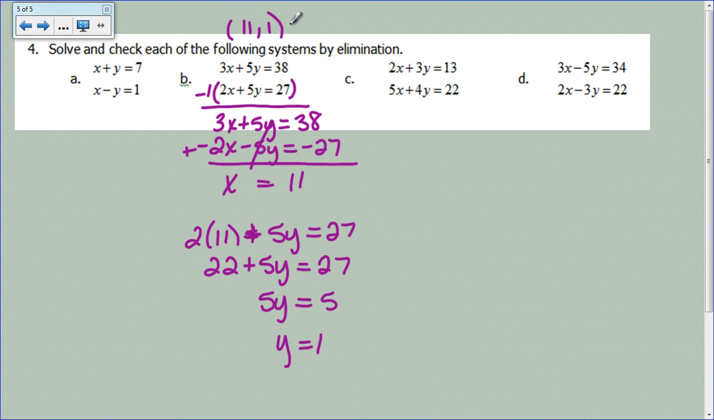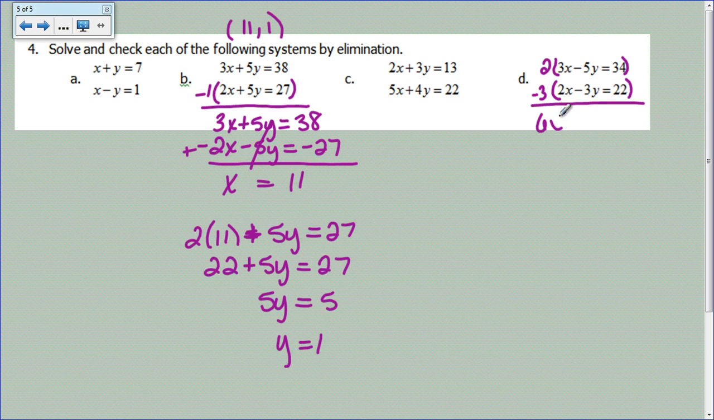So let's do one more so you can see how it works. So let's do D together, and then we'll practice this in class. So you got 3x minus 5y equals 34, and 2x minus 3y equals 22. So nothing is opposites. I also don't have anything that has the same coefficient. I don't really even have anything where the least common multiple shows up, because the least common multiple between 3 and 2 is a 6, and between 5 and 3 is a 15. So I'm going to get rid of my x's. I want to make this 3 a 6 by multiplying by 2, and I'm going to make this 2 a negative 6 by multiplying by negative 3.